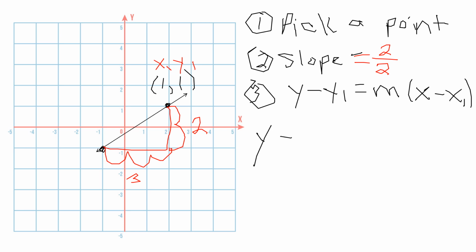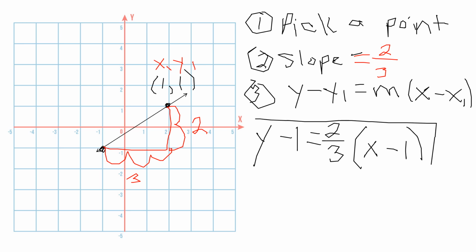Y minus y1, which is 1, equals m, oh goodness, I wrote this wrong. There we go. Okay, y minus y1 equals m times x minus x1, which is 1, and that is your equation. And that is all there is to it today.